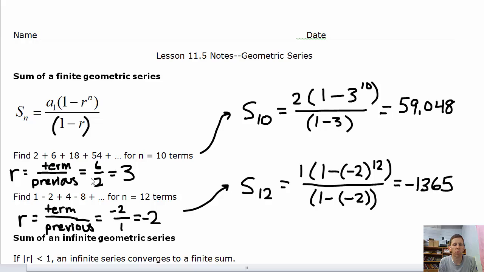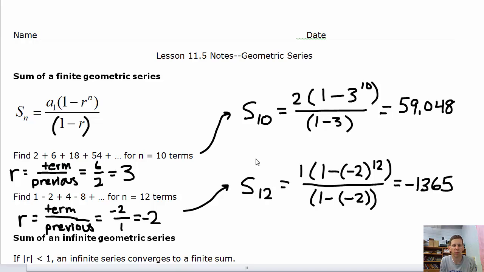So in this problem, we're looking for the sum of the first 12 terms. We will need to calculate r, so in this problem you can take any term divided by the previous term. Now I used -2 and 1, but you could also do 4 divided by -2 or -8 divided by 4. In any case, you would get -2 for your ratio. So we're going to find the sum of the first 12 terms.